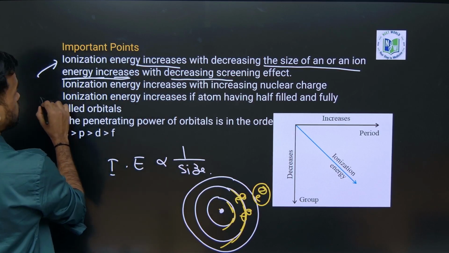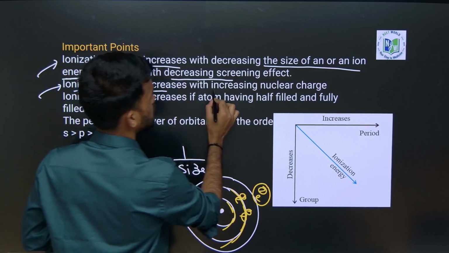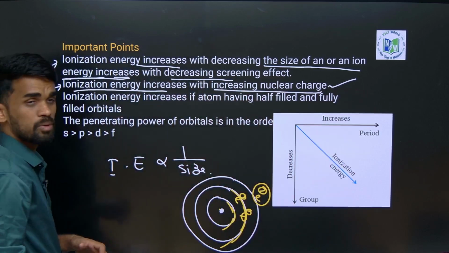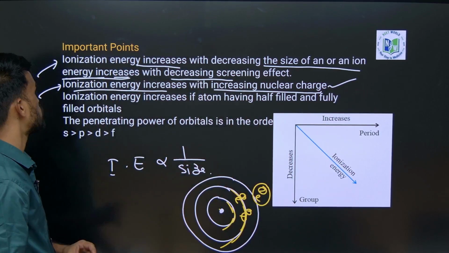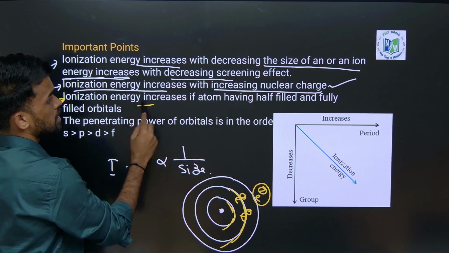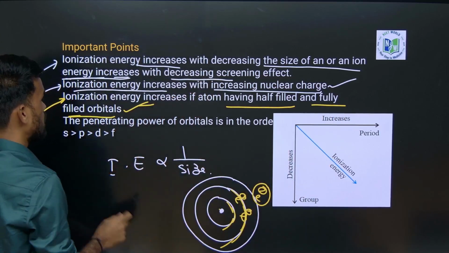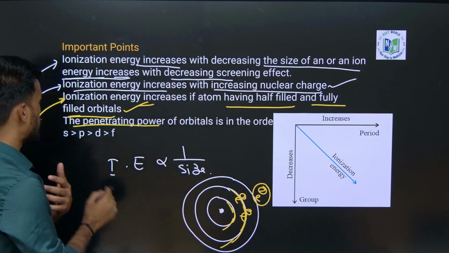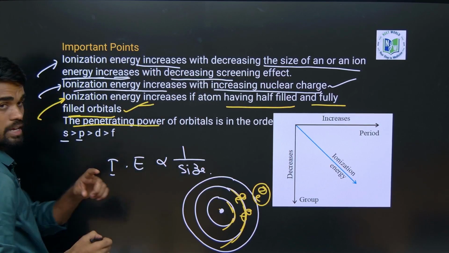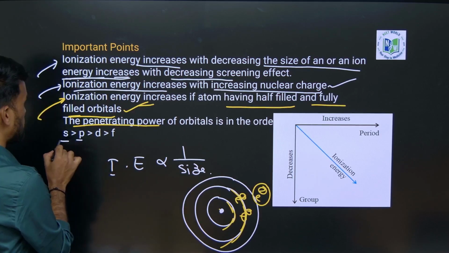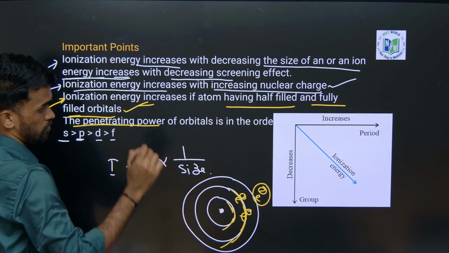Okay. So ionization energy increases with increase in nuclear charge. Yes, right. More positive charge, more ionization energy. Ionization energy increases if atoms have half filled and fully filled configuration. We already discussed. So penetrating capacity, I already told, S will be having more than P, like beryllium, boron we compared. S will be having more than P, then D, then F.